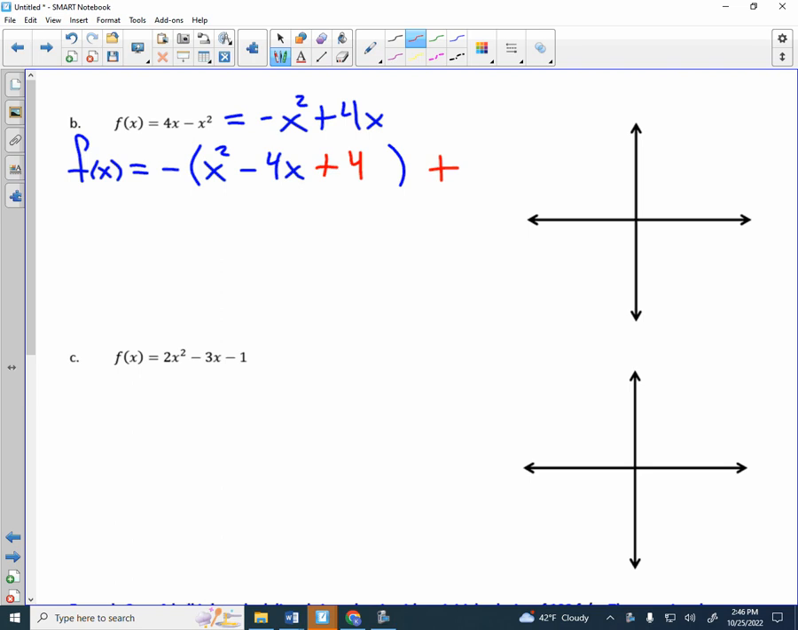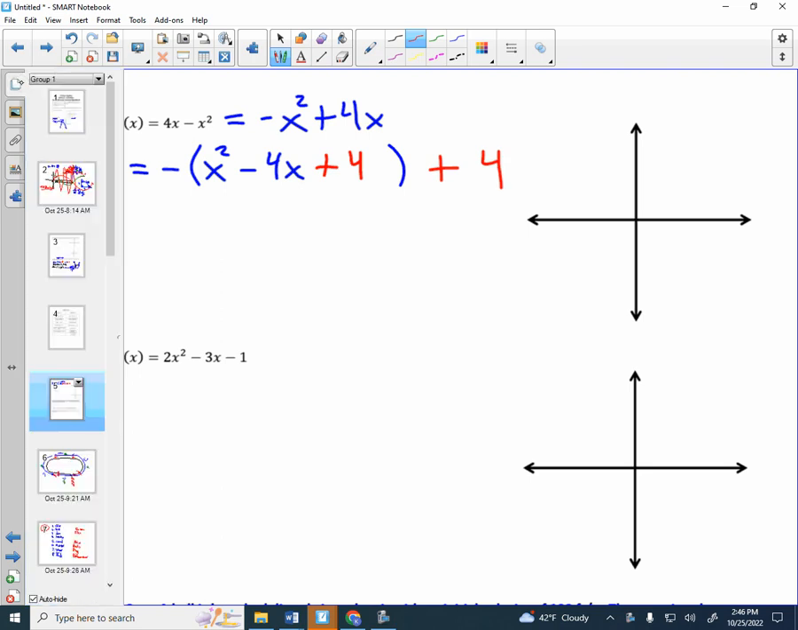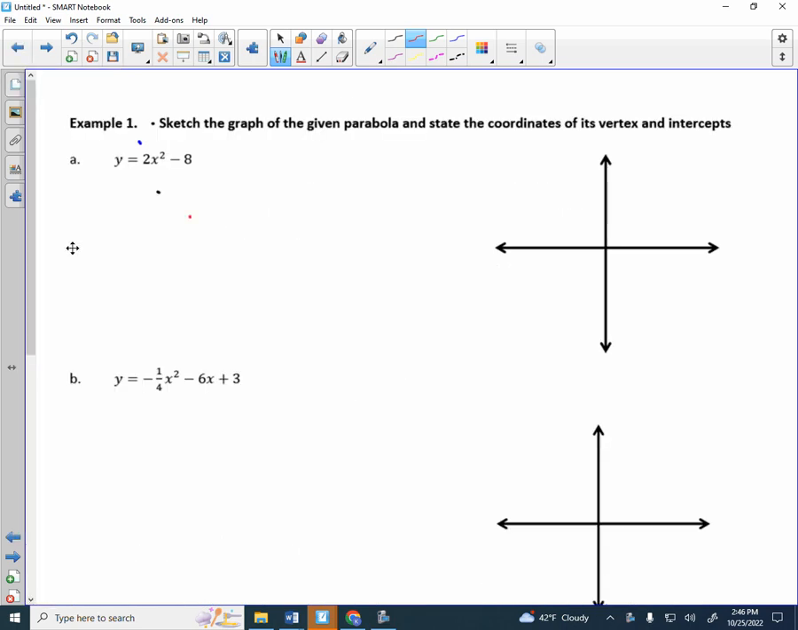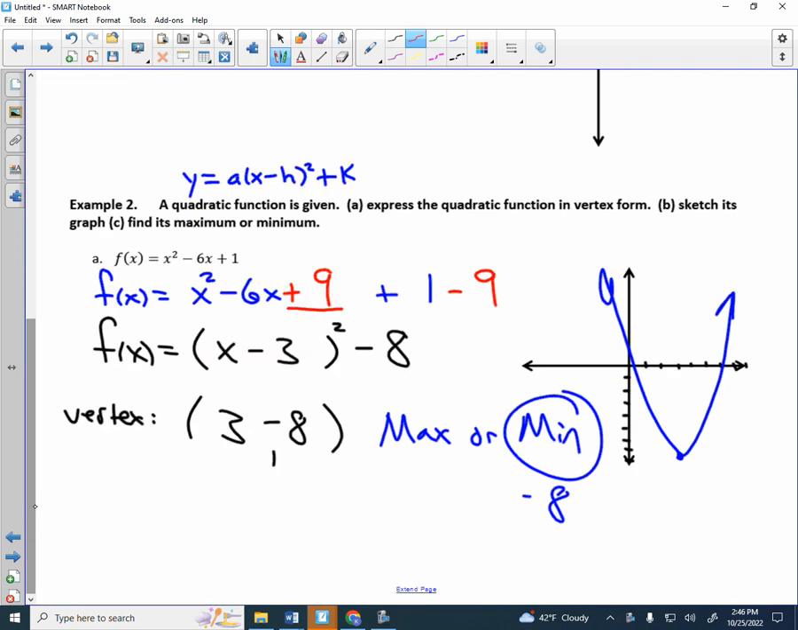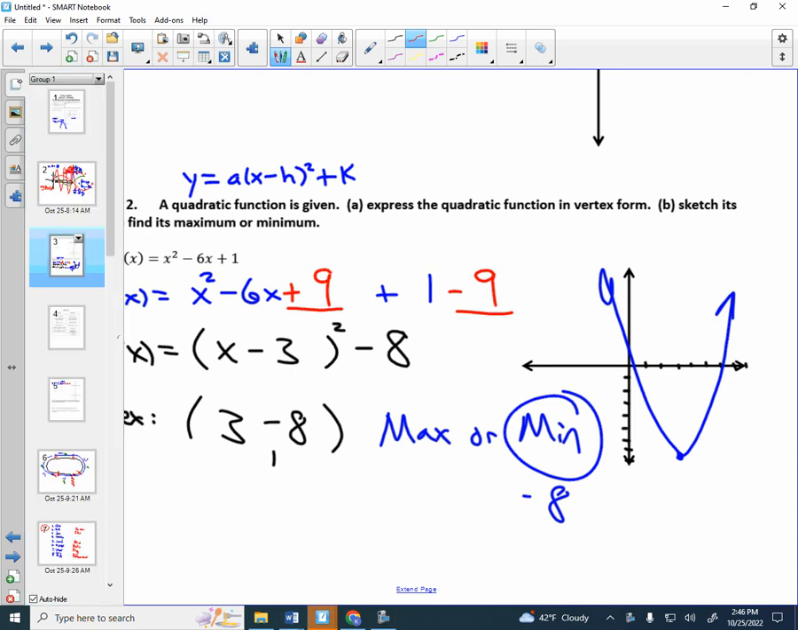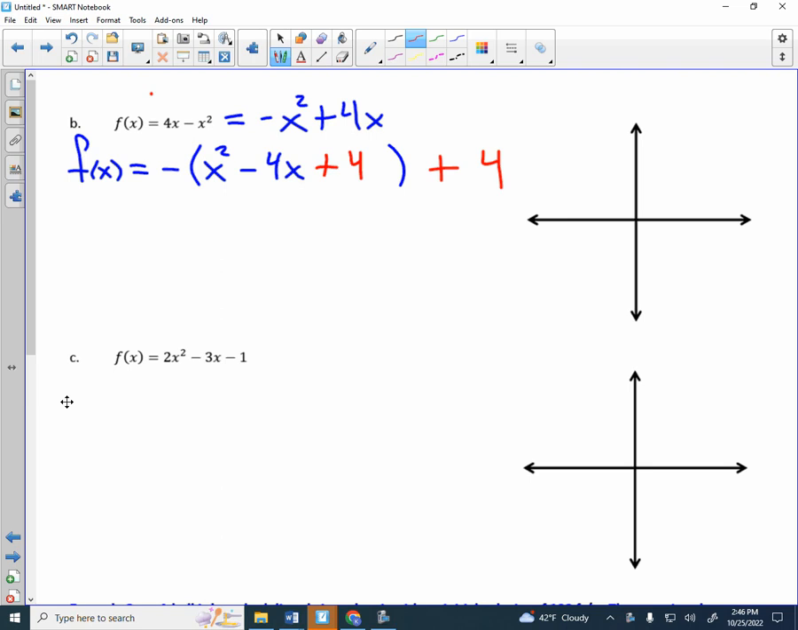So I add 4. Okay, we need to maintain a net change of 0. So if you look at this one right here, notice how we had a +9 and a -9. That makes 0, right? Well, in this situation, I have to add 4 and I have a -4. That makes 0. Do you see that? So I have to consider the true value of this 4. This is not a 4, it's a -4. So I add 4. All right, great. So now I've got negative parentheses x minus 2 quantity squared plus 4.